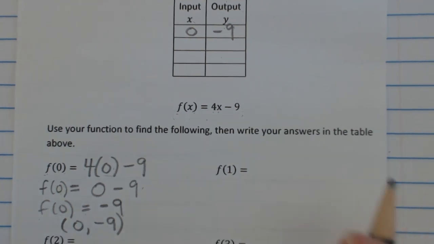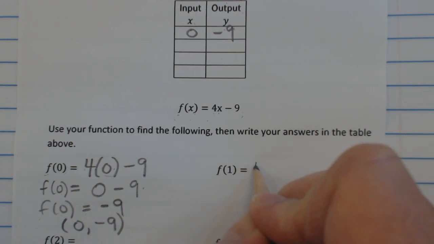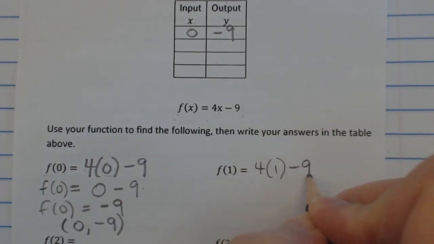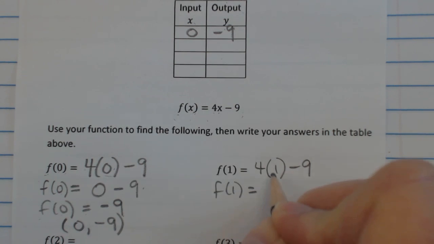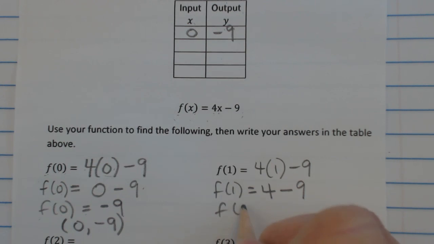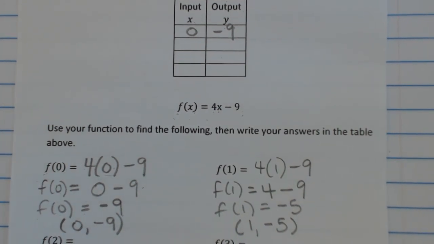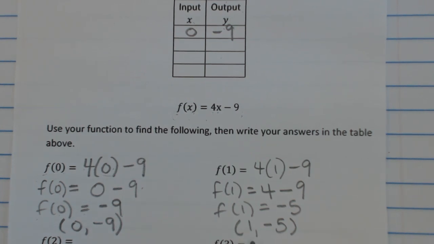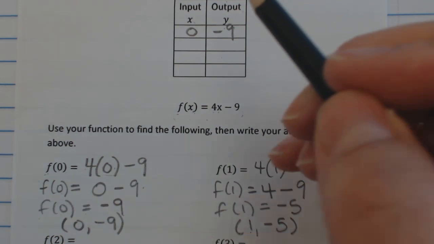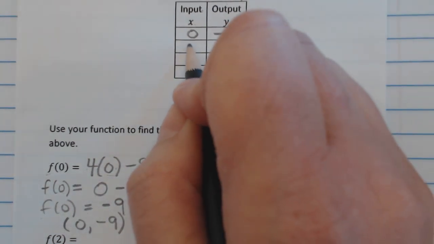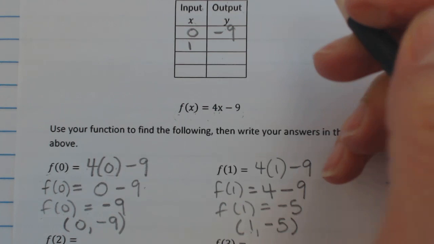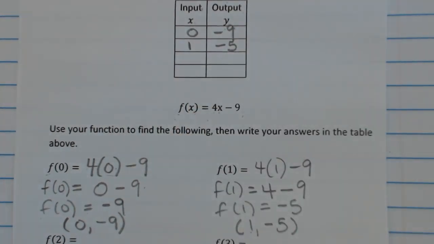Let's do f of 1. They want us to input 1, so where the x is, we put 1. f of 1 equals, let's evaluate this side, 4 times 1 is 4, minus 9. So f of 1 equals negative 5. They did ask us to write it as an ordered pair, but I like to practice my representations. Representing it as an ordered pair is (1, negative 5). The input was 1, so we go over here. We put it in, and what we got out was negative 5.